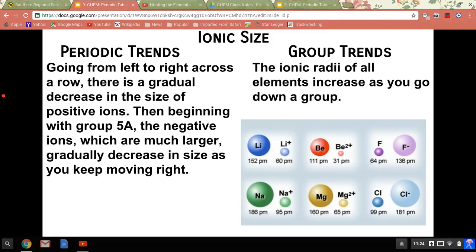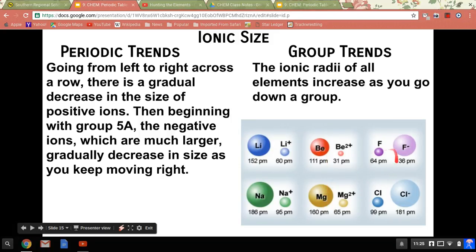Here's lithium, normal lithium, same number of protons and electrons. Remember, there's 3 protons, 3 electrons in lithium. And here's when lithium gives up that 1 valence shell electron, becoming a lithium cation, much smaller. So cations are always smaller than what they came from. You can see that same pattern with sodium, beryllium, and magnesium.